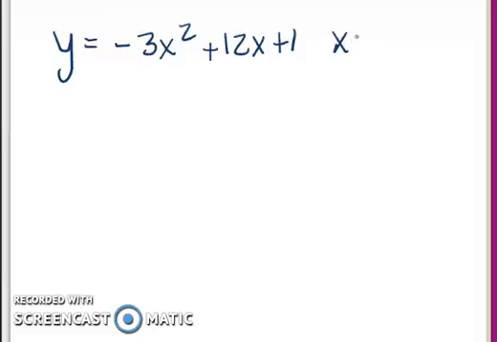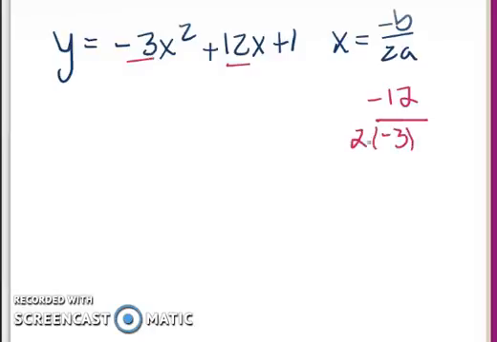The first thing we want to remember is that to get the vertex, we need to use negative b over 2a. So let's go ahead and find that. The b value is right here, so we get negative 12, and then we go over the a value, which is negative 3, but that's getting multiplied by 2. So this becomes negative 12 over negative 6. That's going to become 2. So x equals 2 for my vertex.